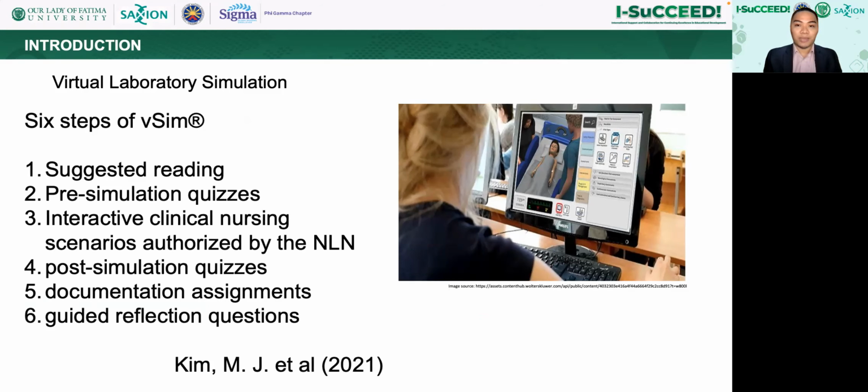One popular web-based simulation program is vSim. It was co-developed by Wolters Kluwer Health Lippincott and Laerdal Medical in cooperation with the National League for Nursing. We shall examine their framework as an example of how virtual simulations are conducted. The 6 steps of vSim are suggested reading, pre-simulation quizzes, interactive clinical nursing scenarios, post-simulation quizzes, documentation assignments, and guided reflection questions.